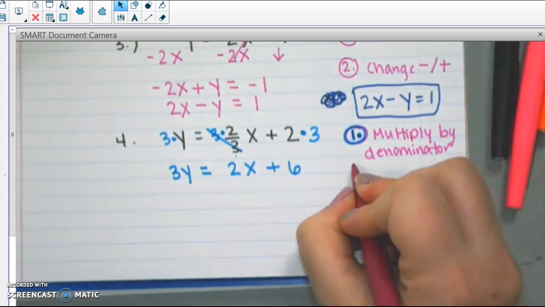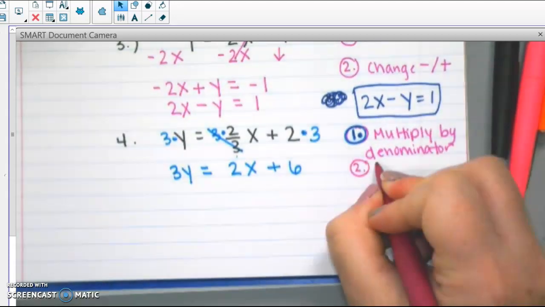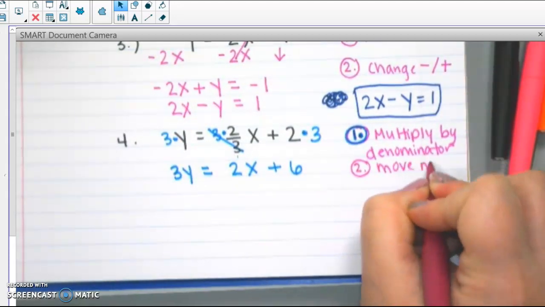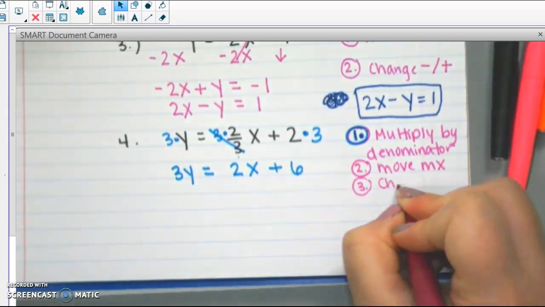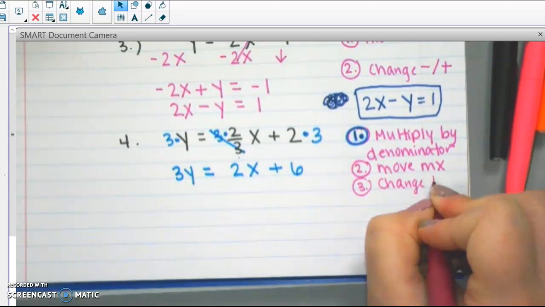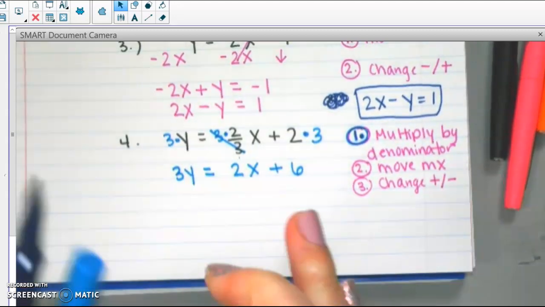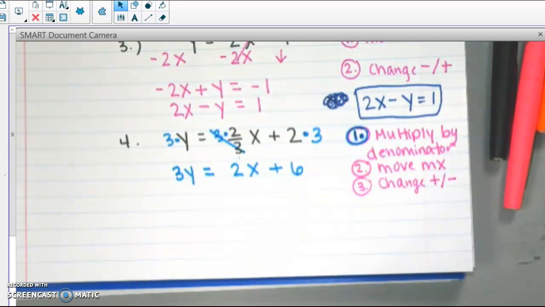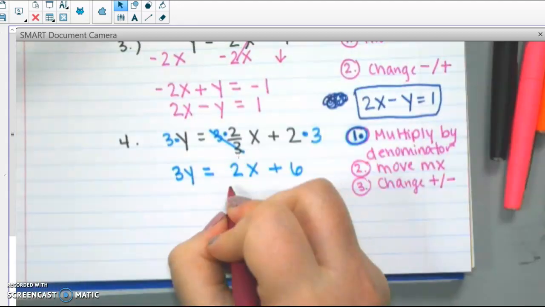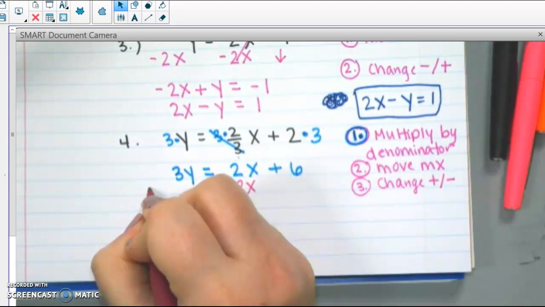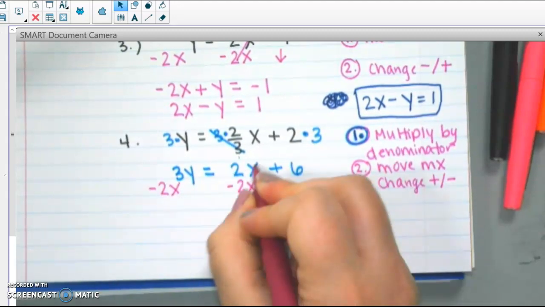So now we're going to move on to the other 2 steps, which is going to be to move the mx term over. And then if we have to, we'll change our plus and minus signs. So I'm going to minus the 2x on both sides. So that's gone.